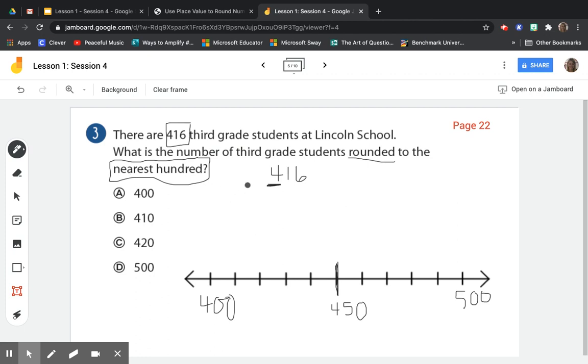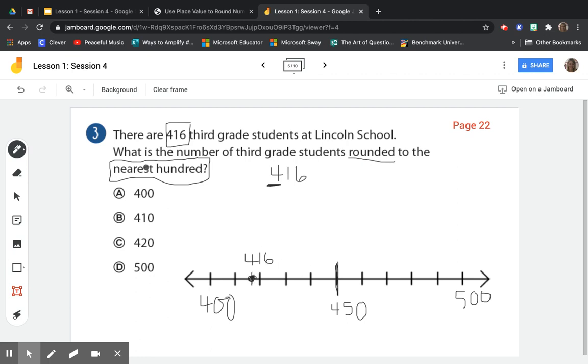Okay, now it says which number is the number of students rounded to the nearest 100. So let's see where this number would fall on our number line, 416. 400, 410, 420. Oh, I'm going to stop. 416 would be right about here. So I'm going to label this 416, and we're going to put a little point right there because that's where it would be.